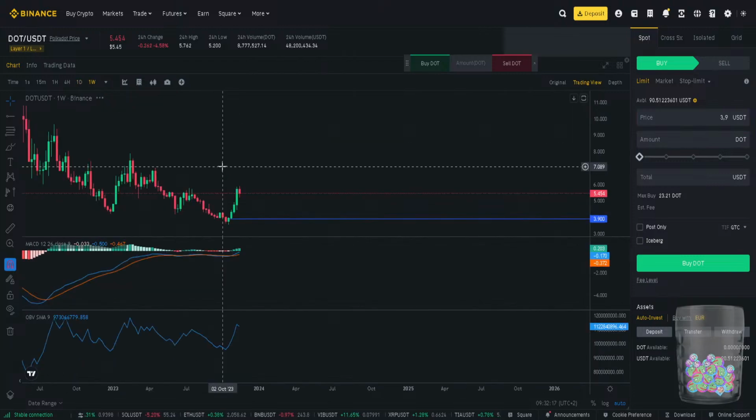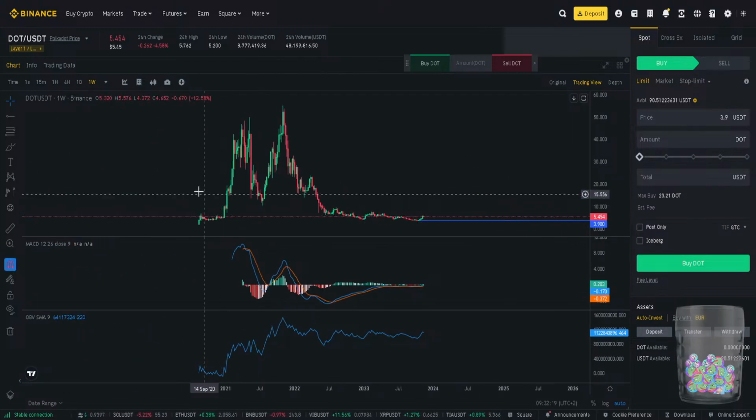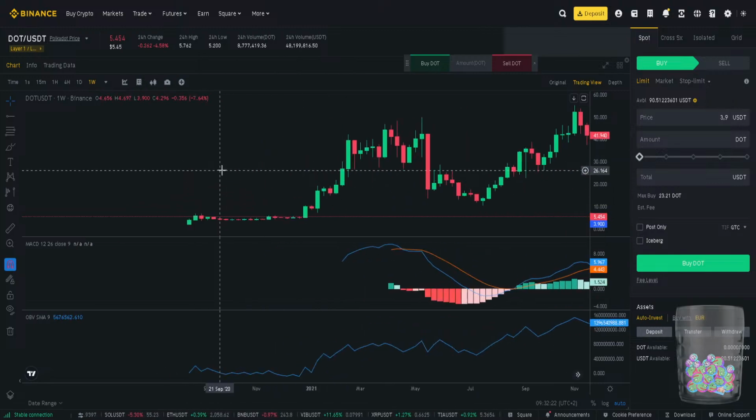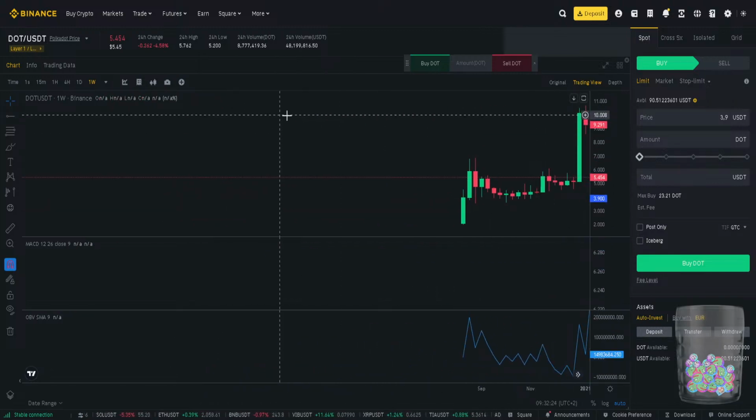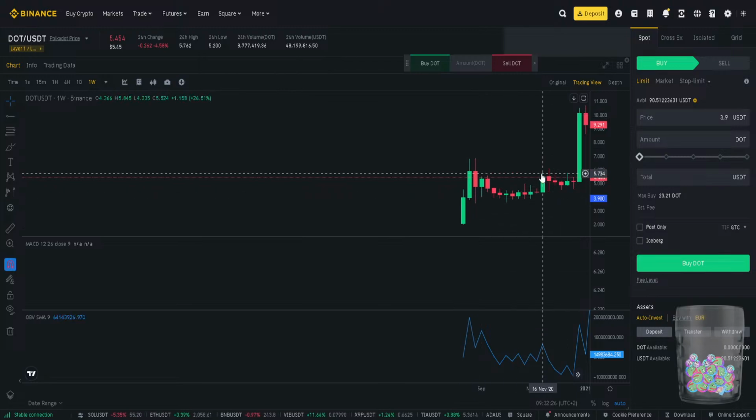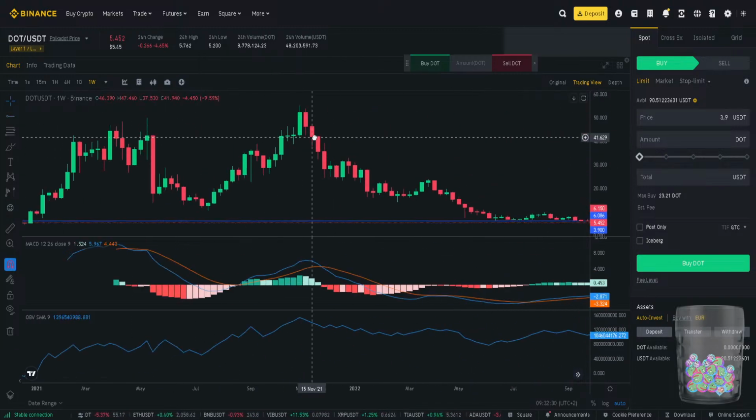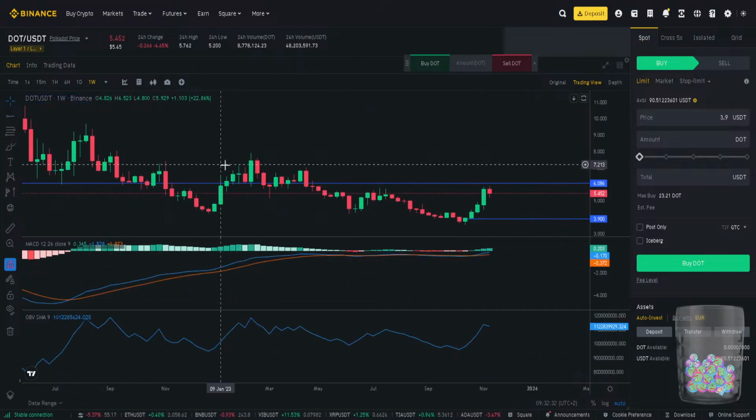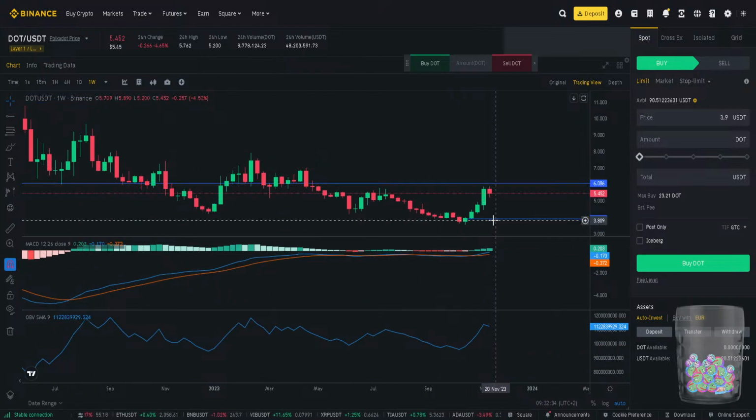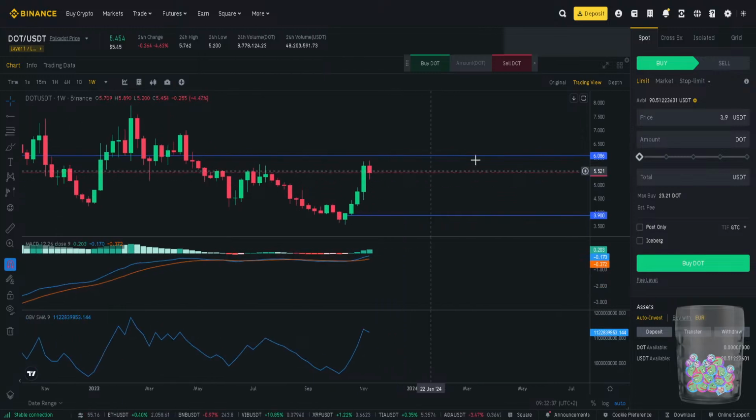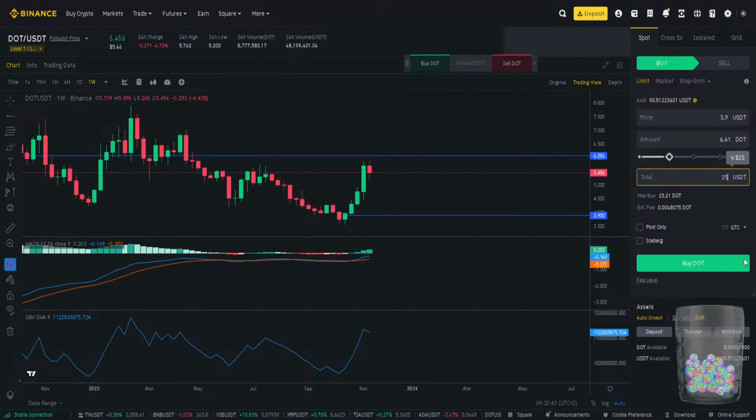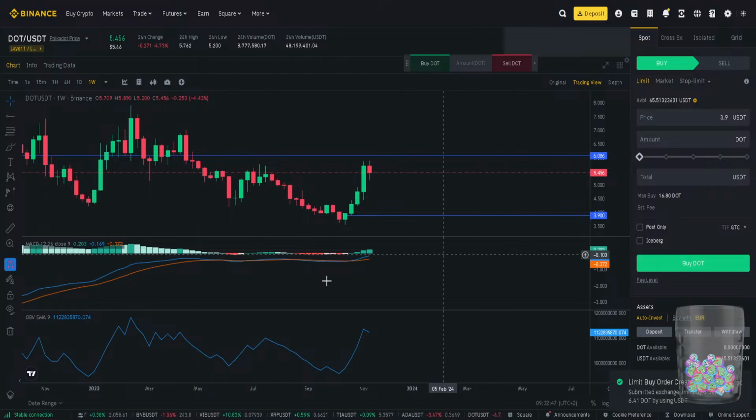I mean, you're even below, back to these. You can see the pretty W that we made back here. It's going to be a lot of resistance right there. Maybe roll over one more time. That's Polkadot.